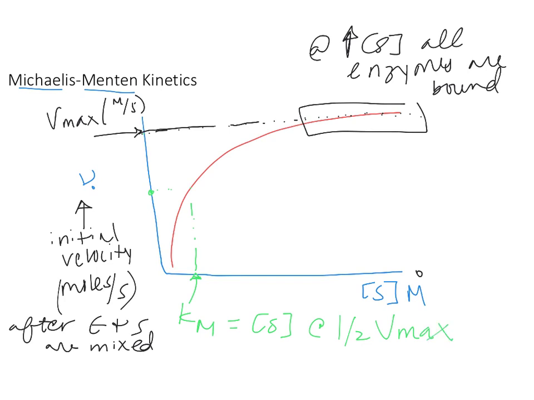Okay, so I'm just going to say that one more time. Km is the substrate concentration at 1/2 Vmax. So first, you have to figure out what your Vmax is, and that's going to be here. And then you'll find half of that. Drag this over to the curve, and then you've got to drop it down to the x-axis to find Km. Km is called the Michaelis constant.